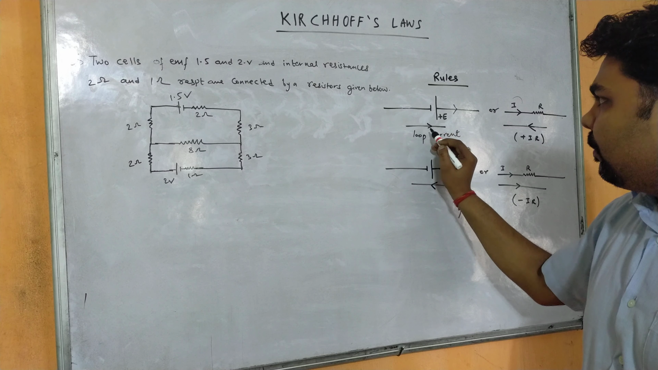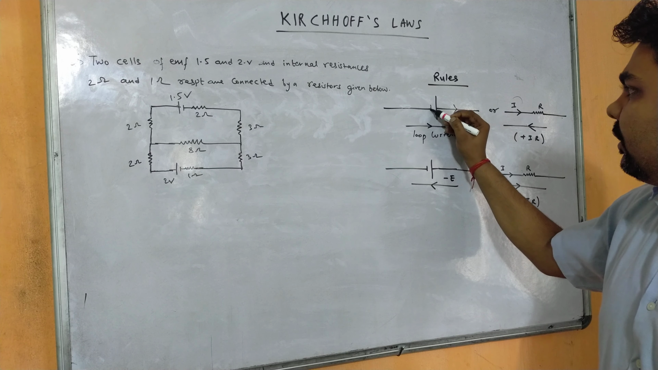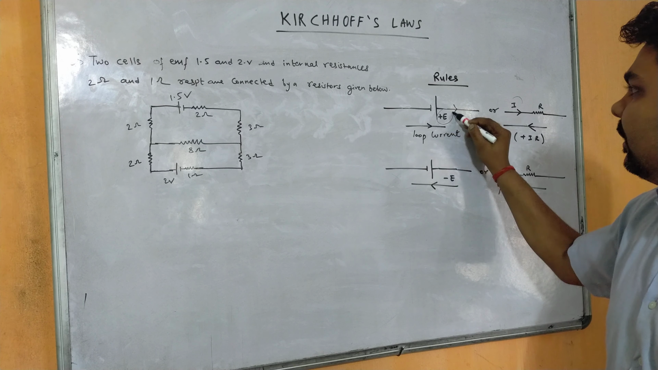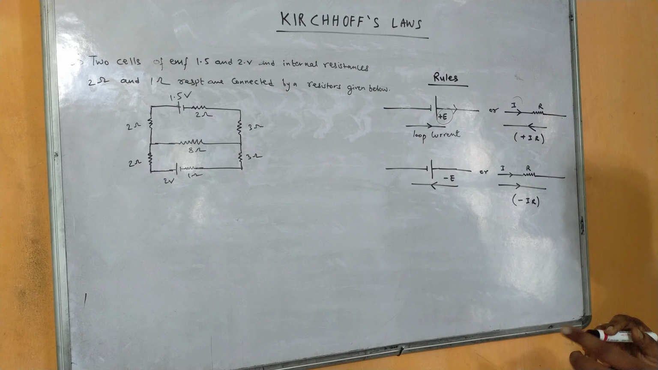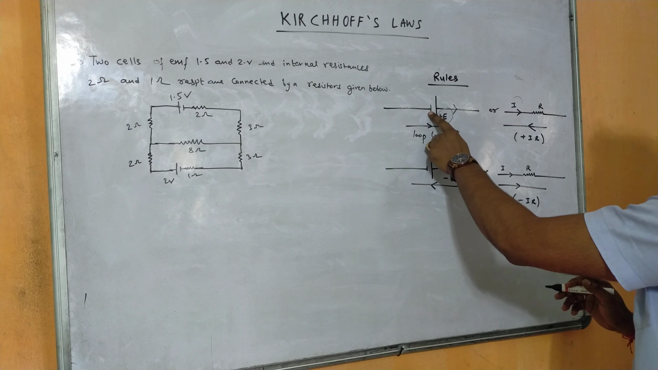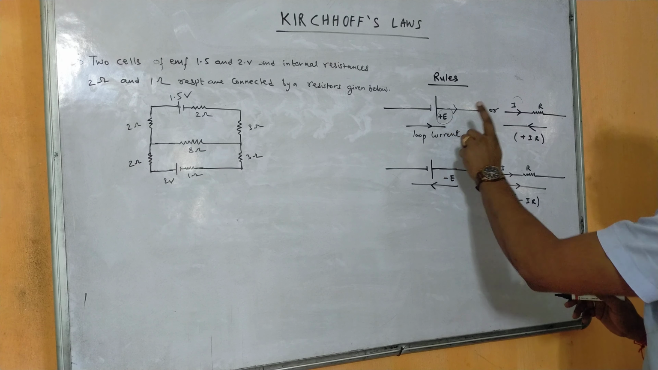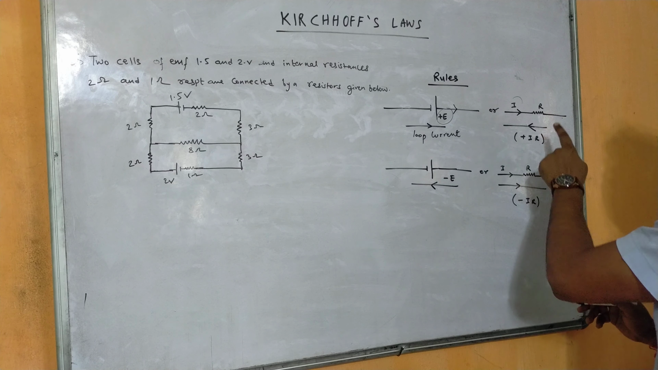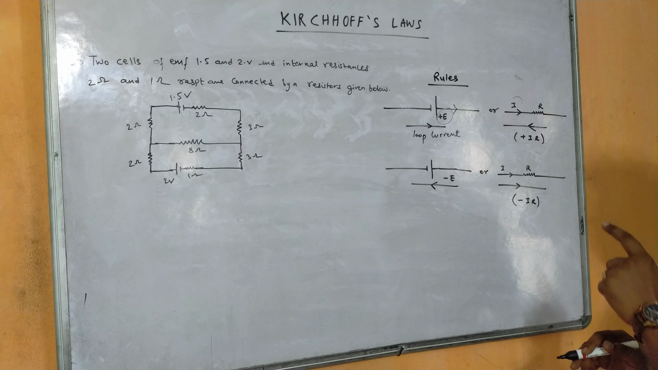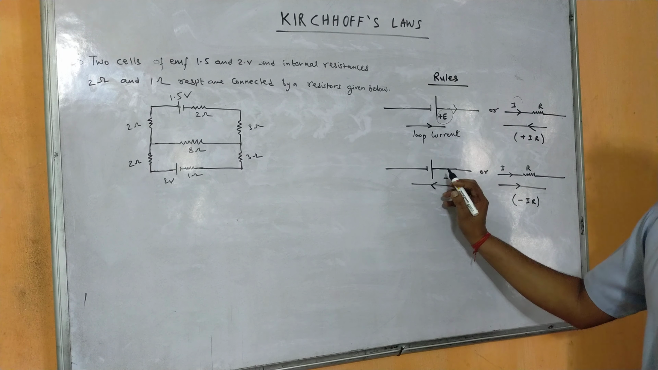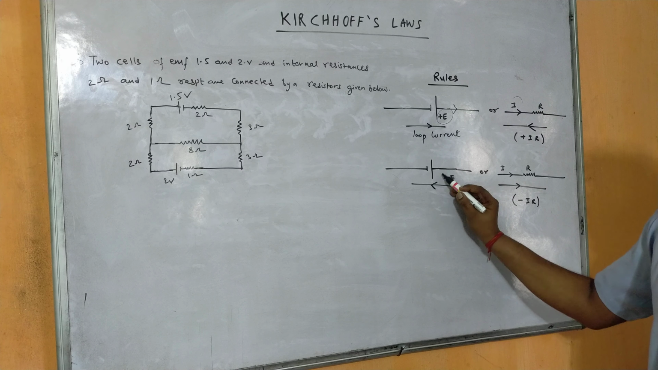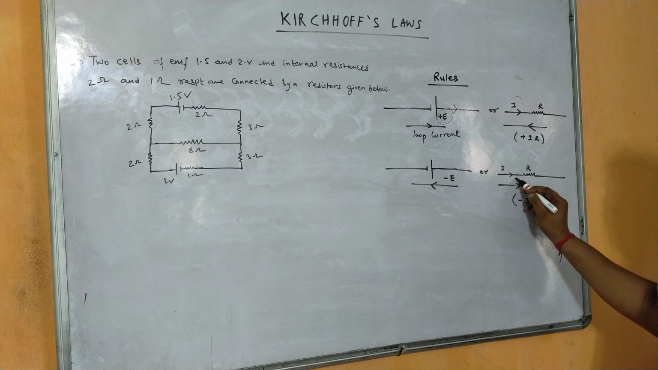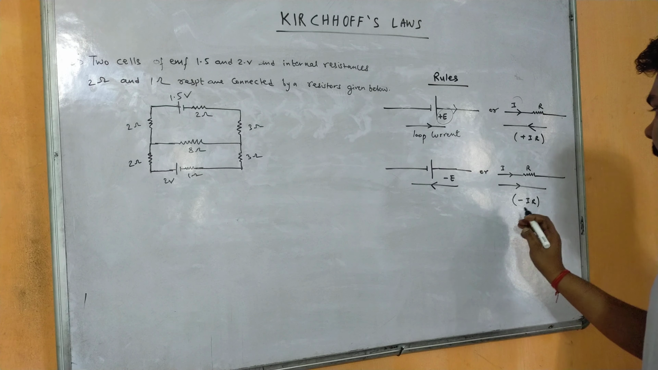Similarly, if the loop current is moving from smaller terminal to bigger terminal, then we consider it as plus E. So remember, when the loop current is moving from smaller terminal to bigger terminal, we take positive. When the loop current is opposite to the direction of current through any branch, that time also we take plus IR. Similarly, if the loop current is moving from positive to negative, that time we have to consider minus E. And if the loop current is in the same direction as the current in the branch, then we have to take minus IR.